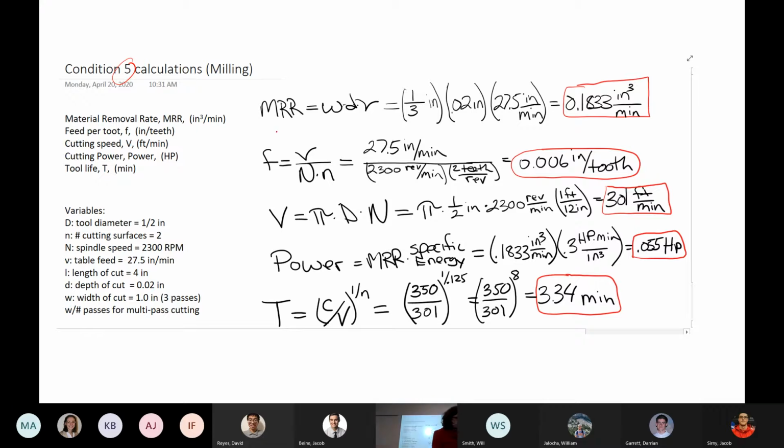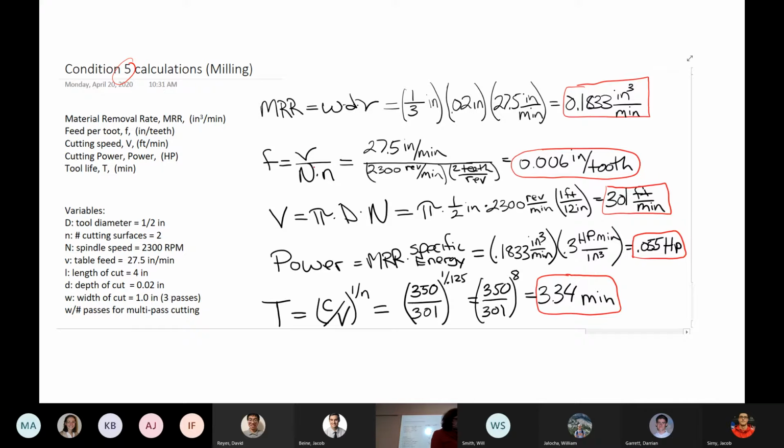And so when we look at our material removal rate, we basically look at the width of our cut divided by the number of passes, and then our depth of cut and table feed, and we get a material removal rate of 0.1833 cubic inches per minute.